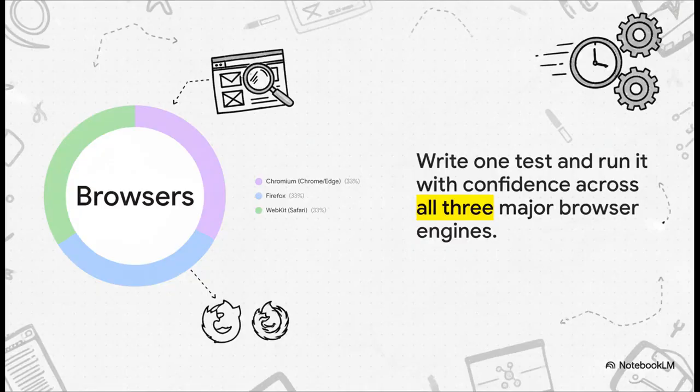Playwright's architecture lets it natively control all 3 major browser engines: Chromium, which powers Chrome and Edge, Firefox, and, this is the big one, WebKit, the engine that powers Safari. And this isn't some beta feature they tacked on. It's a core part of the tool. You write one test, and you can run it everywhere with total confidence.